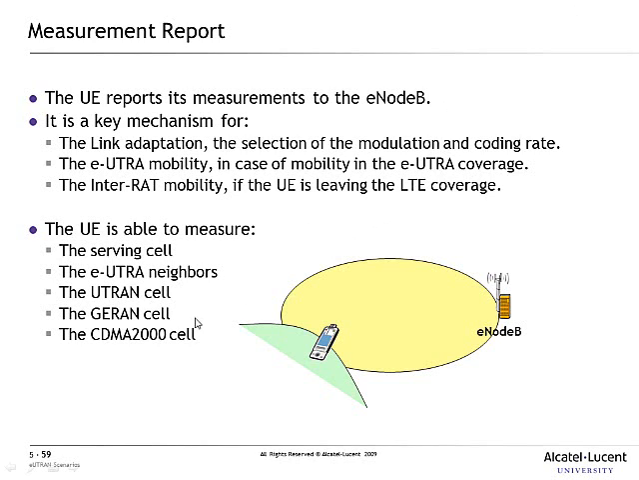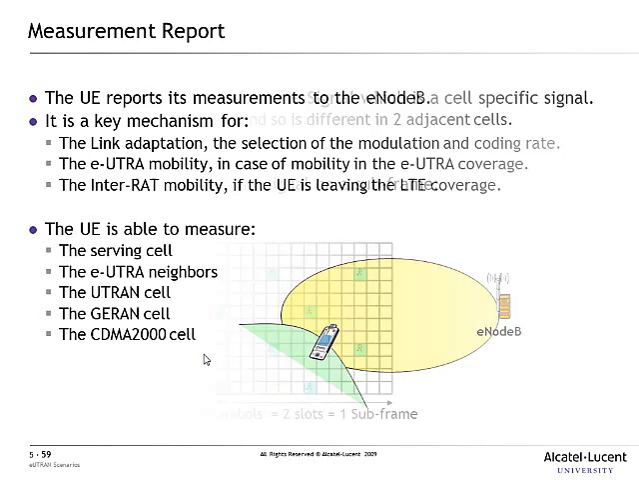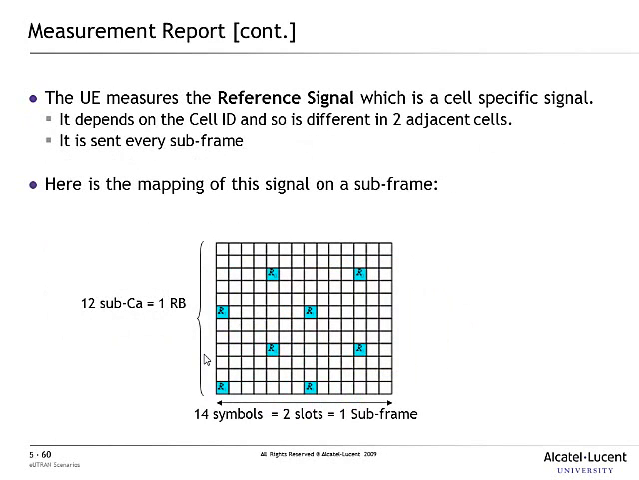So the UE measures the serving cell, the neighbors, UMTS cells, GSM GPRS cells, and if there's a CDMA 2000 network, then it will also be measuring CDMA 2000 measurements. How does it make the measurements? I told you about the reference signals. Remember, in that diagram there were the dark dots there. Those represent reference signals, and those reference signals are where measurements are taken.